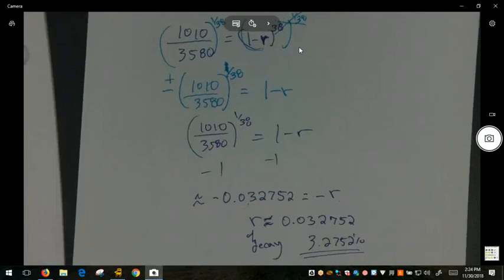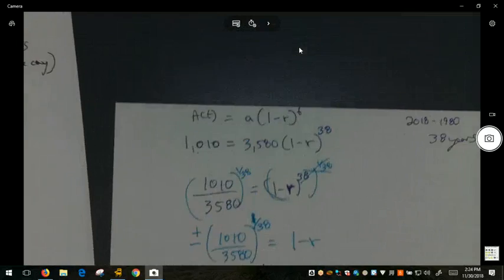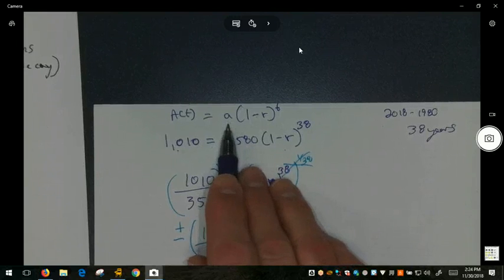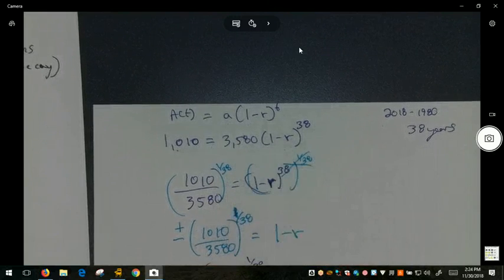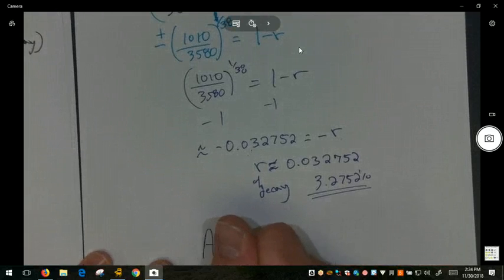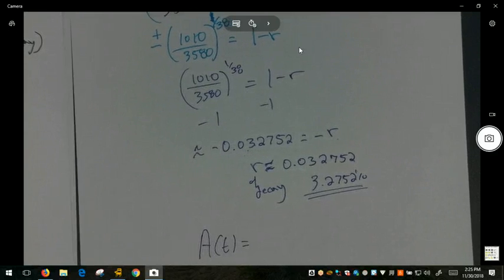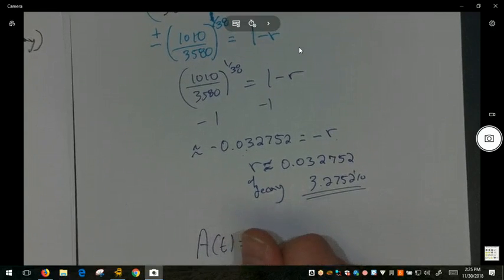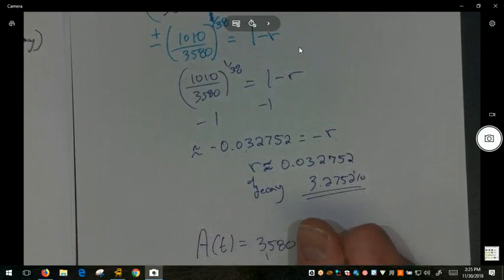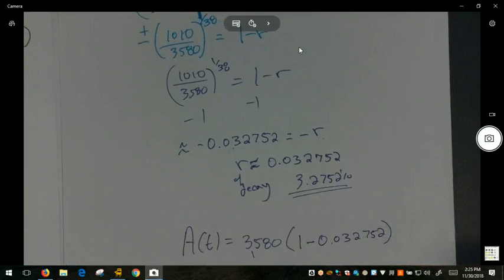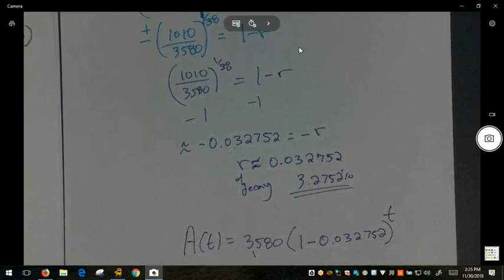Our formula for the unicorns is what we have written right up here. A of t equals a, the initial amount, times 1 minus the rate, to the t. So for us, we have A of t equals the initial amount. If you look at the initial amount of unicorns from 1980, then you will put down the 3580, this is probably the best way, times 1 minus 0.032752 to the t. So there's our model.